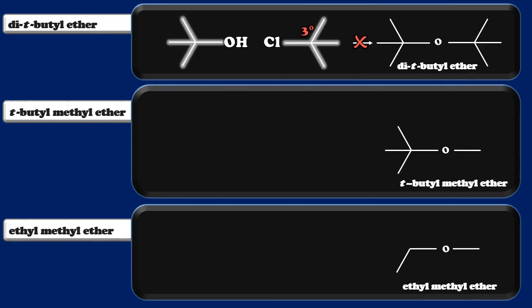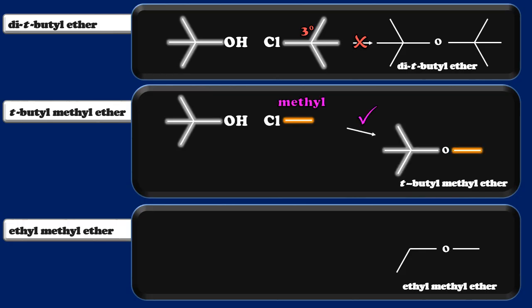However, t-butyl methyl ether, as we just saw, can be made. There are two potential sets of alcohol and alkyl halide. The first is t-butanol and methyl chloride, which is a primary substrate, which would work. The second would be methanol and t-butyl chloride, but if we consider this reaction pair, it's clear that it will not work because the t-butyl chloride is tertiary and has a very obstructed electrophilic site.